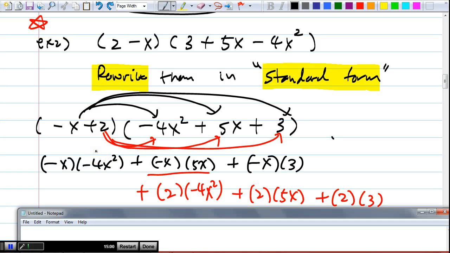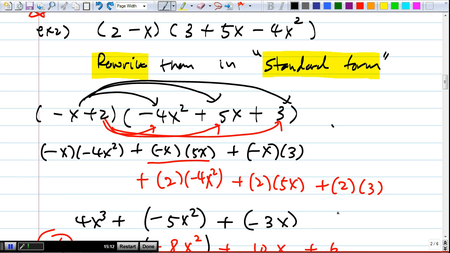Emily? 4x cubed. Good. Plus. Plus, what about next? Negative 5x squared. Good. Plus. Negative 3x. Good. Then who could tell me what I get on the bottom one?